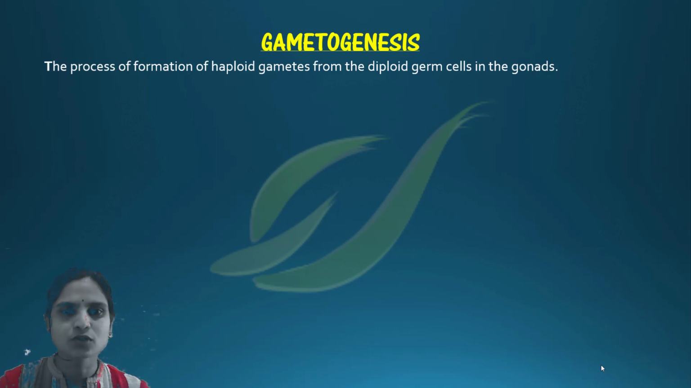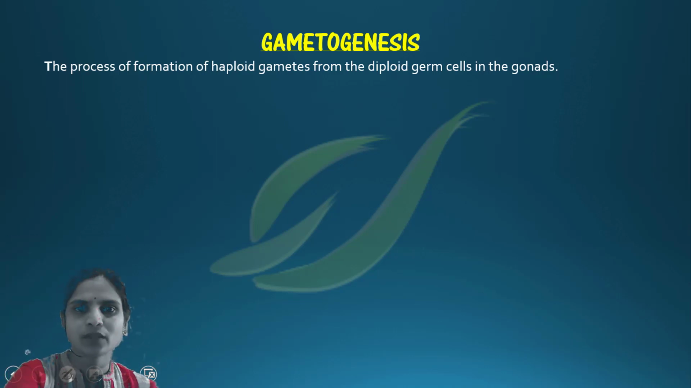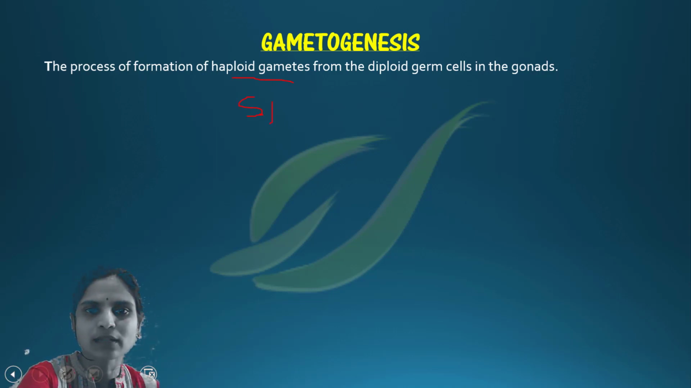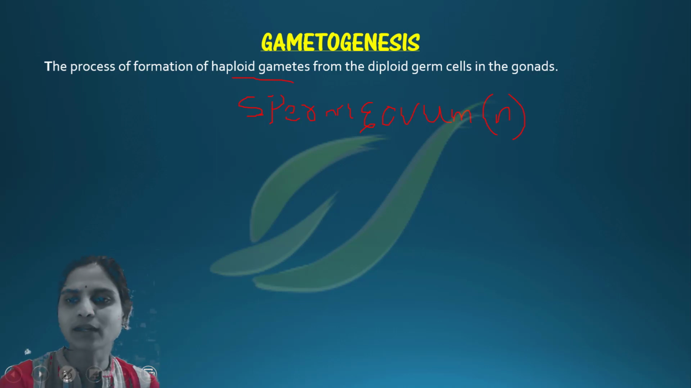So first we should understand what exactly gametes means. The gametes are nothing but the sperm and the ovum. Sperm and ovum are called gametes. These gametes are haploid in nature. Haploid means n, that is 23. They have 23 chromosomes.